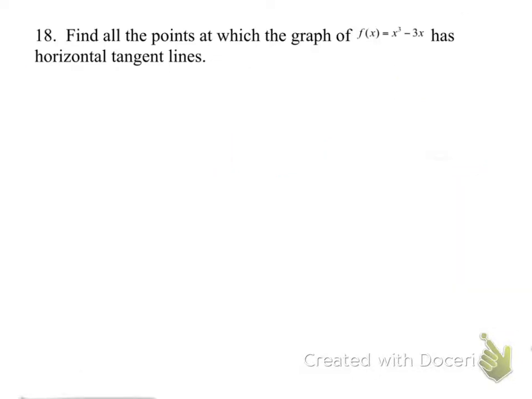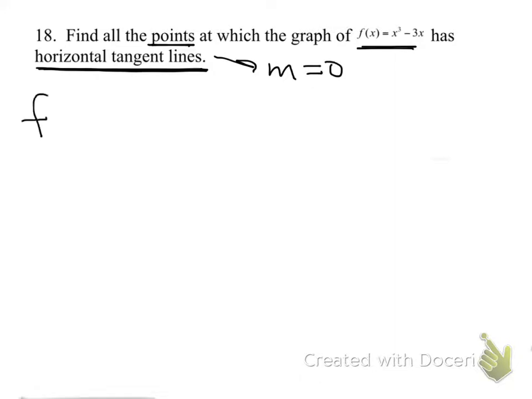Okay, in problem number 18, they ask us to find all the points. All right, so that's one thing. I had to find points. That means x and y coordinates at which the graph of, so here's a graph, has horizontal tangent lines. So we need to figure out where that would happen. If it has horizontal tangent lines, it must mean that the slope of the tangent line is 0. So this is telling me that the slope has to be 0. So find the slope. The slope is your first derivative.